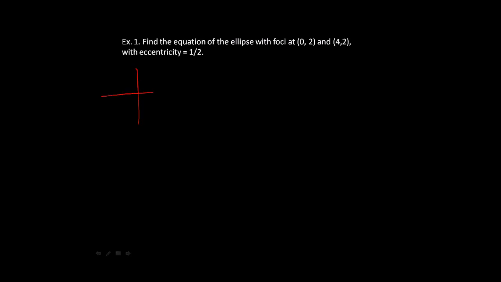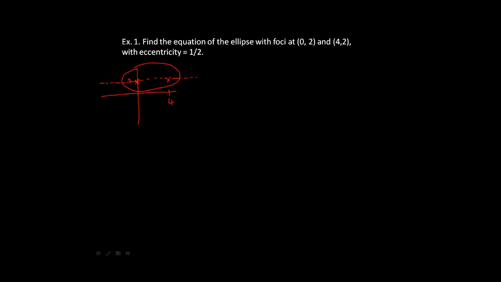So first of all, we have the x and y axis, and then so we know that one of the foci point is at 0,2. So say this is 2. So we have one of the foci point here, right? And the other one is 4,2. So let's say it is here. So this is 4. So this is the second focus point. Alright, so from here we know that the ellipse will look like this in the landscape form. Alright, and with the major axis like this.